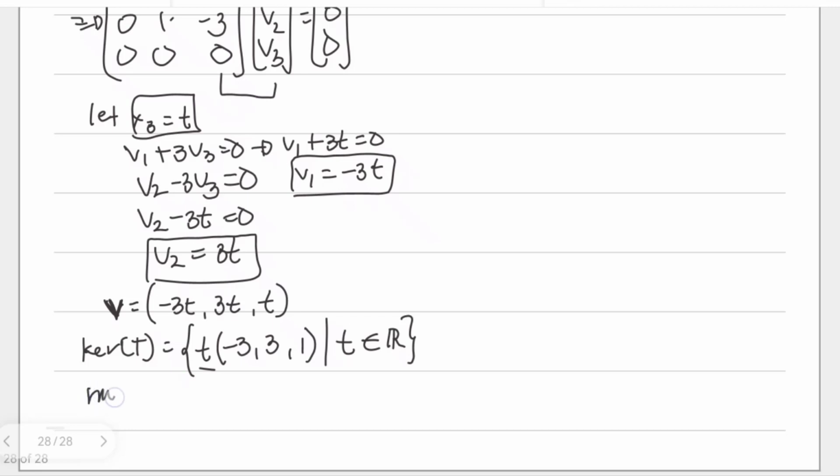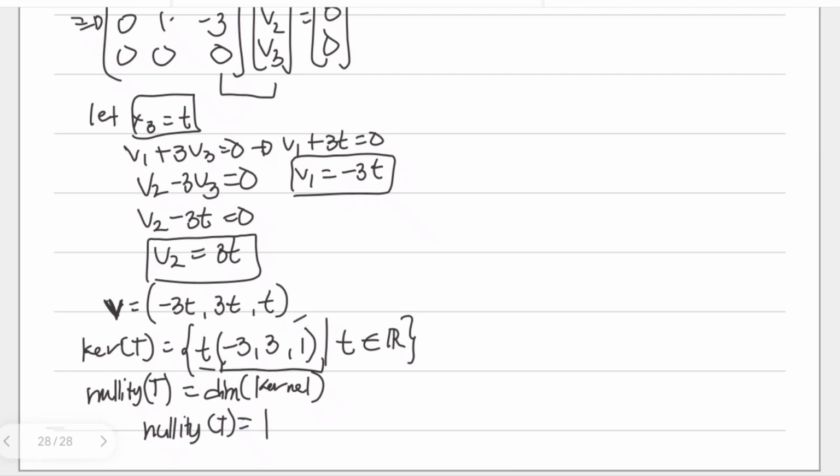However, the nullity of T is equal to the dimension of the basis of the kernel, which means there's only one here. So the nullity of T is equal to 1, as we only have one vector in this set of kernel. Of course, there are a lot since there are multiples of t, but we have only one basis vector. So that's the nullity of T.